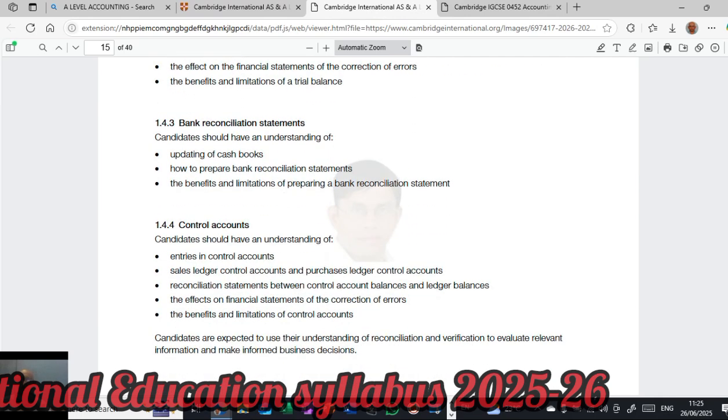Then control accounts. You should have an understanding of entries in control accounts, sales ledger control accounts, purchase ledger control accounts, and the reconciliation statement between control account balances and ledger balances. So the effect on financial statements, correction of errors, all these things you will be learning in this part. We'll be solving question papers based on this, and a lot of practical question papers also. So it's very important, and it will be very interesting for you to learn.